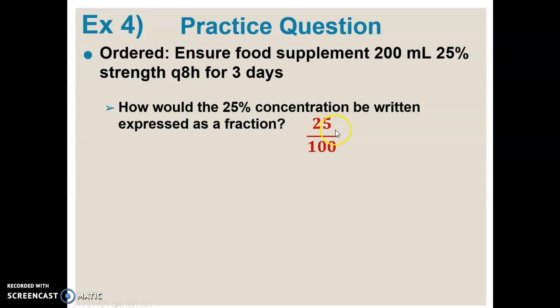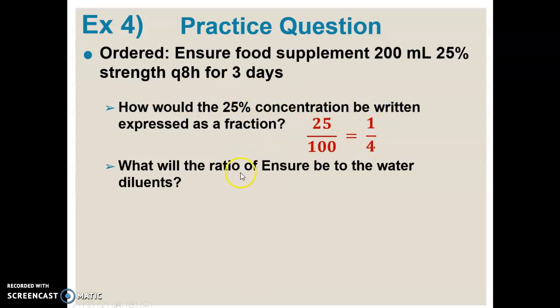Turns out that 25 is the greatest common divisor here. We can divide the top by 25 and we'll get a 1. We can divide the bottom by 25 and we'll get 4. Now, if you don't see 25 as something that goes into both of those, that's fine. Divide it by 5, divide it by 5, and then keep going. So 25% concentration is written as a fraction of 1/4.